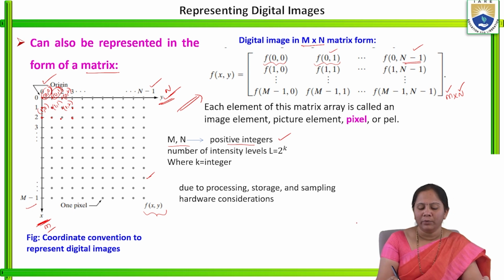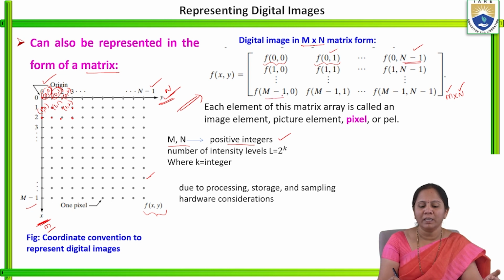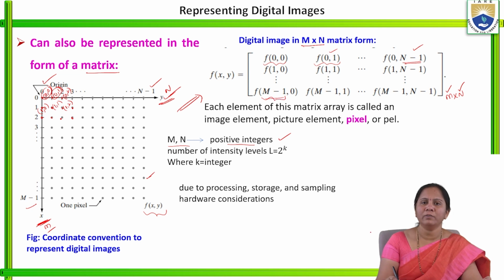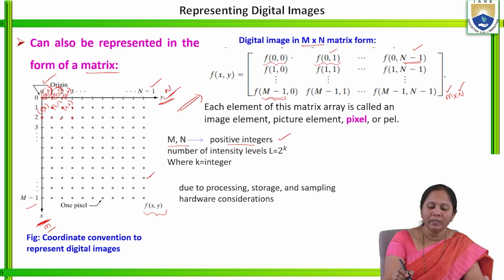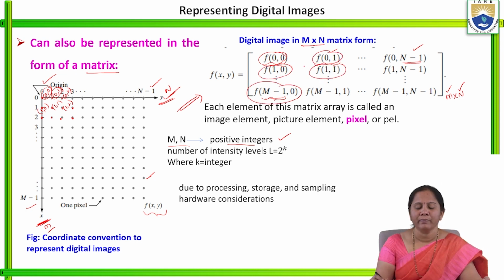Okay. Now, from this, f of m minus 1 comma 0 means this is the value of x. X is ranging from 0 to m minus 1. Now, here we can observe in this matrix different elements are available. Okay.